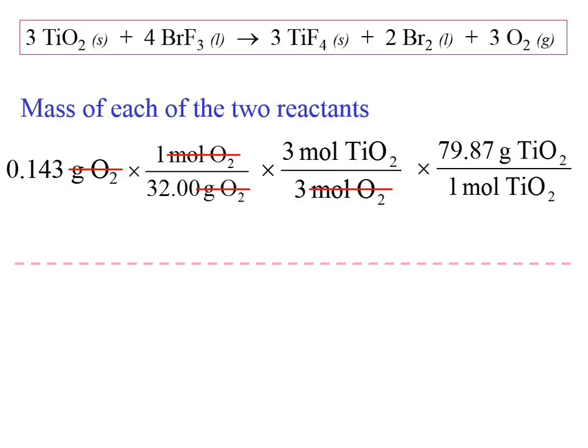Then units of moles of TiO2 cancel, and we're left with units of grams of TiO2, which is exactly where we want to be. So can you see where we've used the starting mass, the molar mass, the ratio, the molar mass. Rounding according to 3 sig figs, we got 0.357 grams of TiO2.